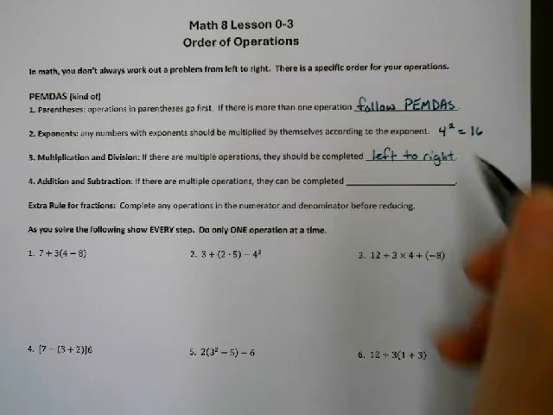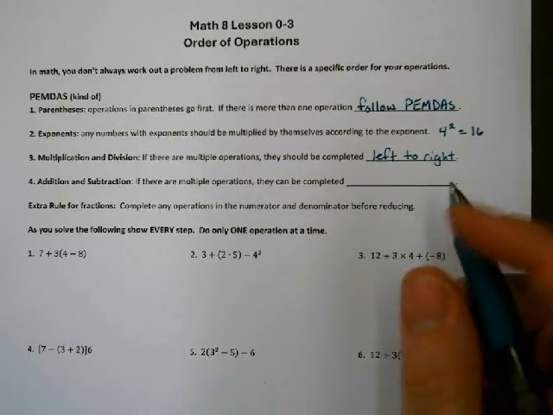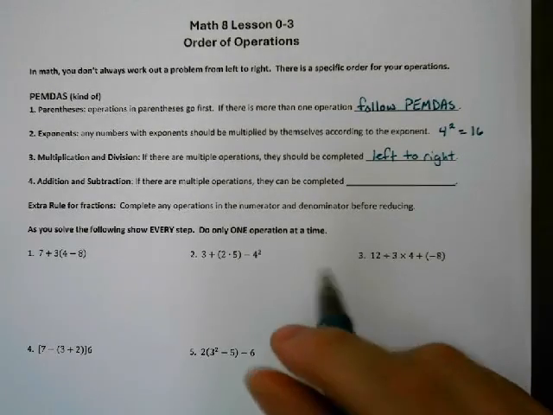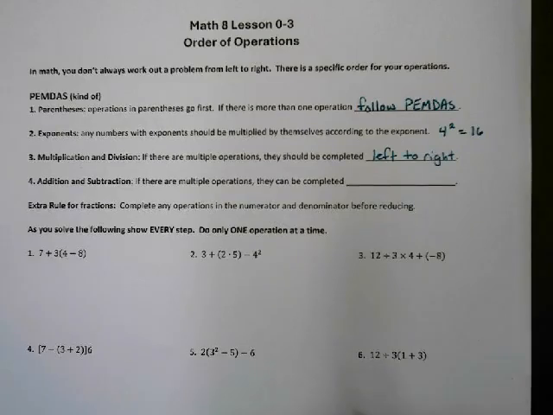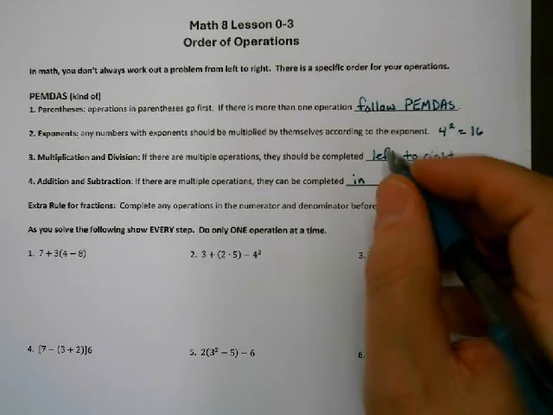So if you have a division operation followed by a multiplication, you do the division first. It just goes from left to right. Addition and subtraction, if there's multiple operations of this, they can be completed in any order. It does not matter which order you add or subtract in.